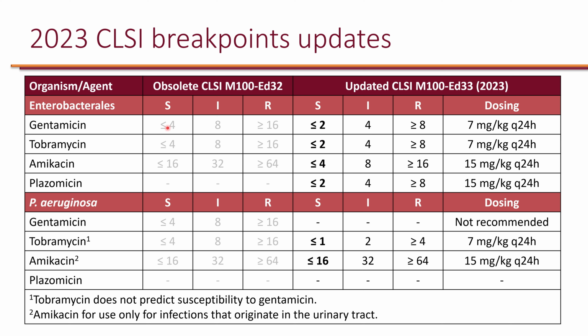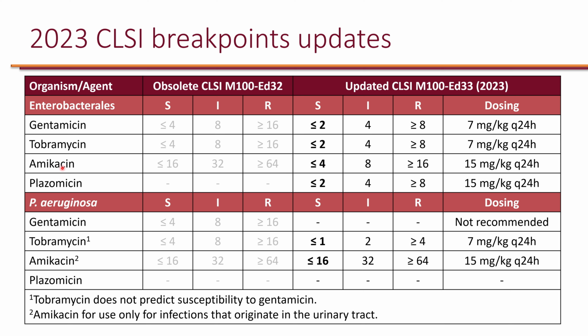So previously an MIC of 4 or less was considered susceptible for gentamicin and tobramycin. That has been lowered to less than or equal to 2. And this is assuming the most common dosing nowadays is 7 milligrams per kilo once a day. This regimen is really designed to get a concentration of around 2. So an MIC of 2 or less was decided based on many factors, including the dosing we use and the pharmacokinetics and pharmacodynamics, as well as clinical studies that are out there.